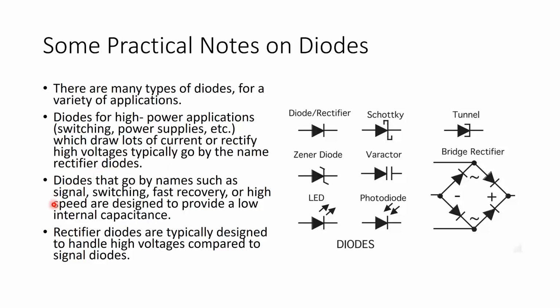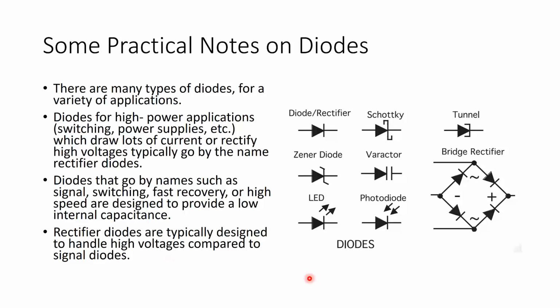But diodes that go by the names signal, switching, fast recovery or high speed are designed to provide low internal capacitance. They're supposed to be fast diodes. They have weak junctions, but they're good because they don't store too much charge, so they switch fast. But rectifier diodes need to be able to store a lot of charge without breaking down. So rectifier diodes are typically designed to handle high voltages compared to signal diodes. If you buy these diodes online and look at the data sheet, you can imagine that the values are going to be much higher.